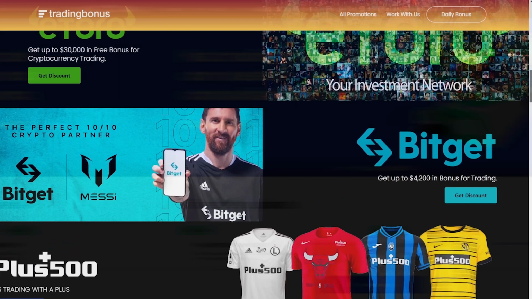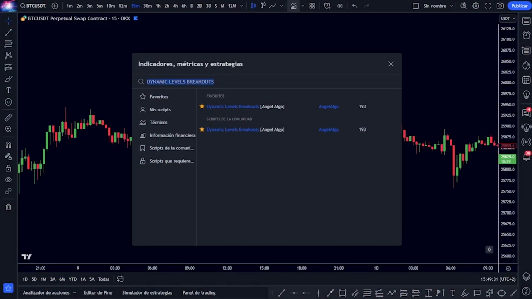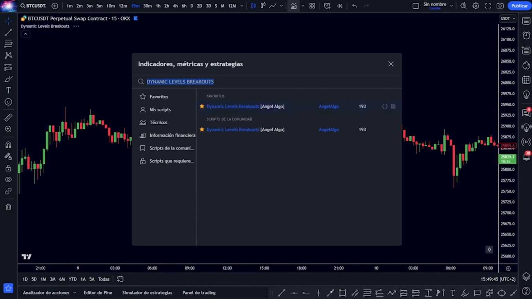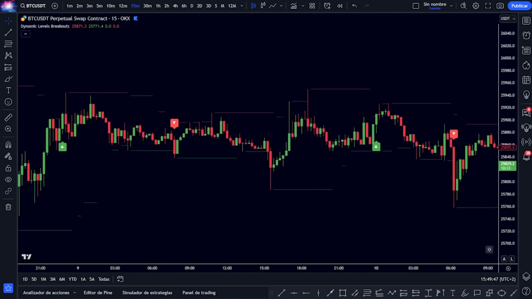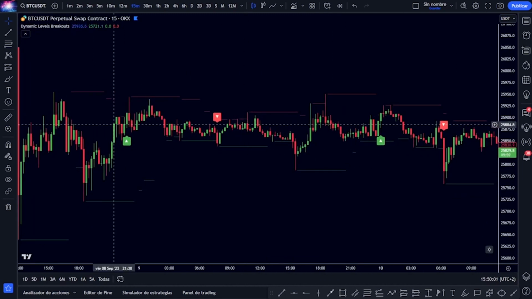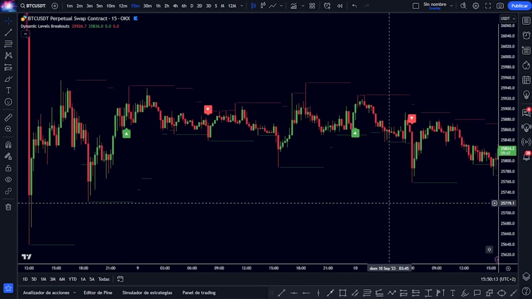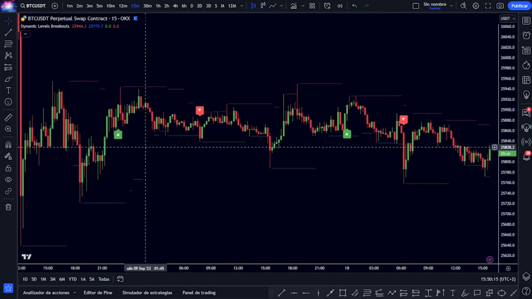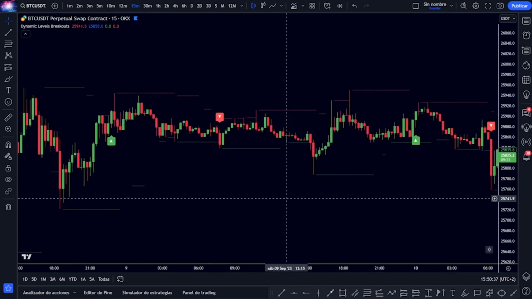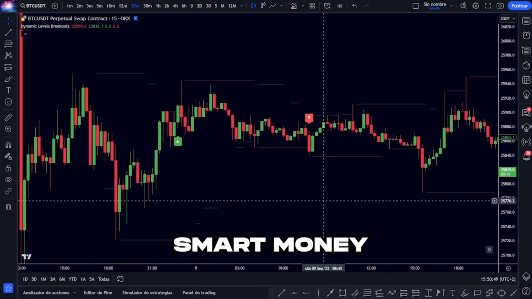First of all, we go to the indicators part and place the first one, called Dynamic Levels Breakouts, created by Angel Algo. Click on it and it will appear something like this. As you can see, this tool already by itself marks those candles that break previous levels, and only with this we could operate, as it provides us with a lot of information, especially for those who use strategies similar to the so-called institutional trading or smart money.